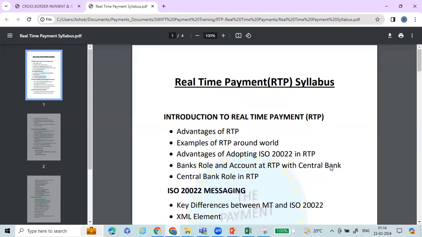This is right now being implemented in many countries. Many countries have already implemented it, but many are also in line. By around 2030, many countries would have it available, and they have already started working on it. So if you have good knowledge of one real-time payment system, then you are good enough to crack interviews for another real-time payment system, because the fundamental concept remains the same.